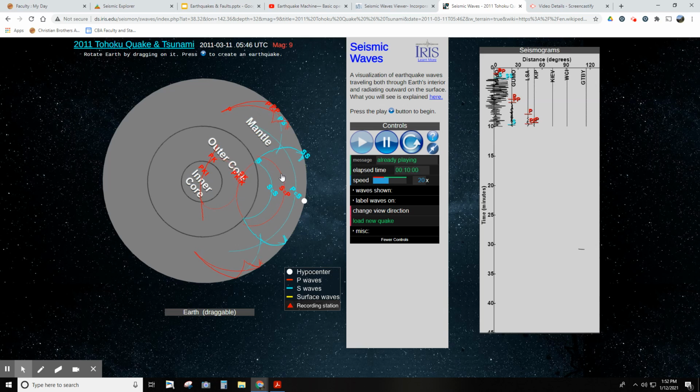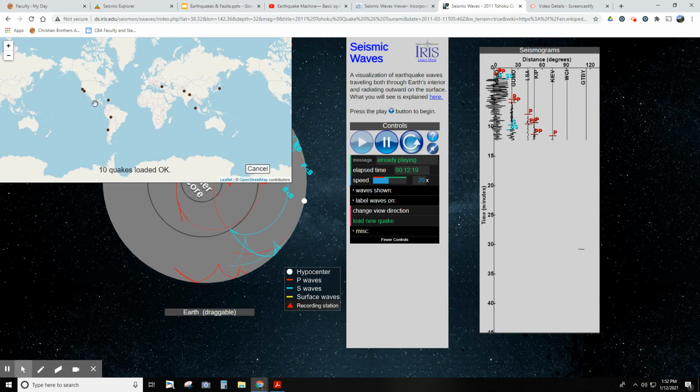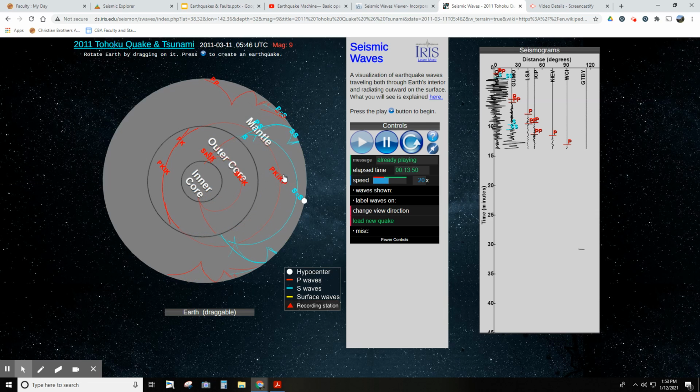Okay, so there's a lot going on in this example. I'm going to put the link for this if you want to play with this. There's other earthquakes that you can do. There's earthquakes from all across the globe here that happened in different times in history. It's kind of fun to play around with.